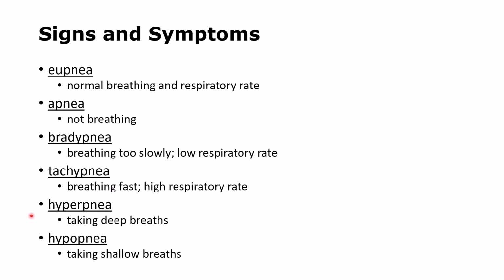Hyperpnea means the person is breathing deeply, and again it can be normal, for example, during exercise, or also the person may have a lot of carbon dioxide. You may have hyperpnea as the body tries to get rid of it.